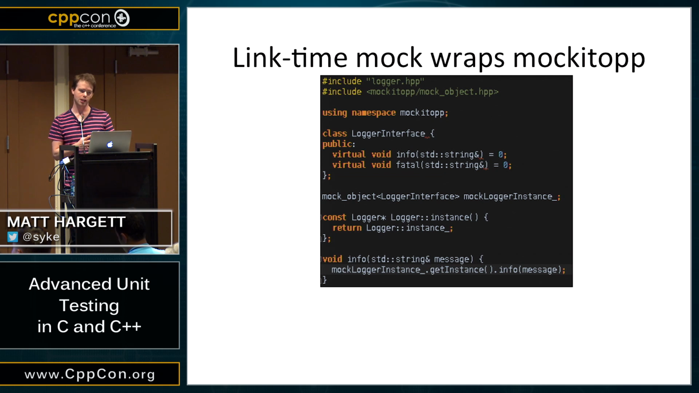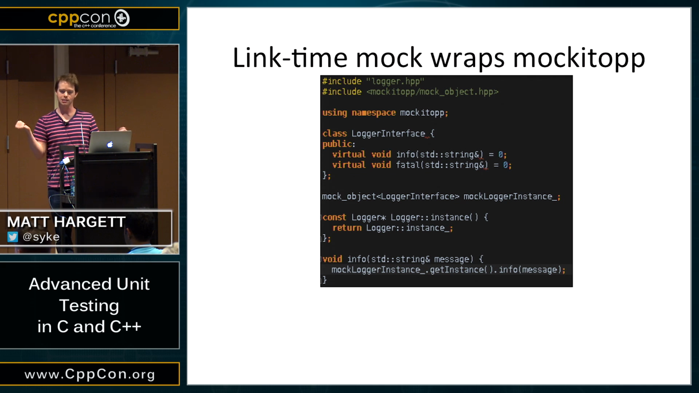So here's where we have a link time mock that wraps mockitopp, right? We include logger.hpp, that interface, or that header file, which is not pure virtual at all. And we can include the mockitopp mock object thing. We use a namespace, et cetera. So for mockitopp to work, it needs a pure virtual class. But we don't want to mess with the actual logger implementation for some reason, let's say, which is perfectly fine. So I have to make a parallel interface that the actual logger, the real logger, doesn't inherit from.